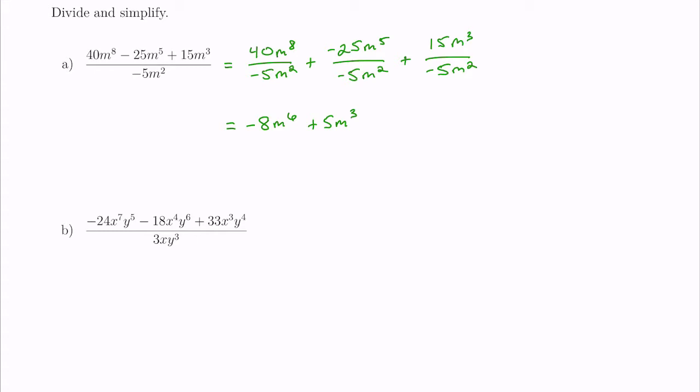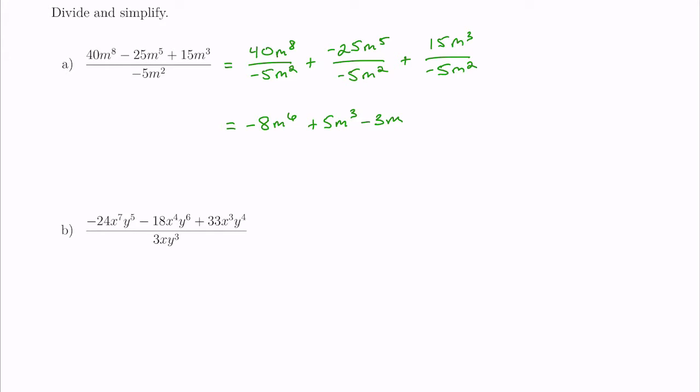In the third term, we have 15m to the 3rd divided by negative 5m squared. 15 divided by negative 5 is negative 3. M to the 3rd over m squared, 3 minus 2 is 1, and it leaves us with m to the 1st. So we will write that as negative 3m. So our final answer is negative 8m to the 6th plus 5m to the 3rd minus 3m.